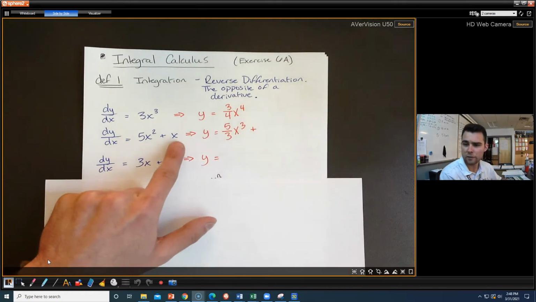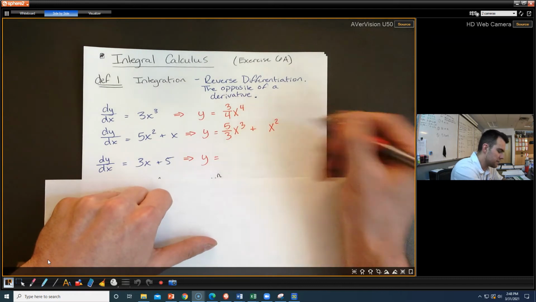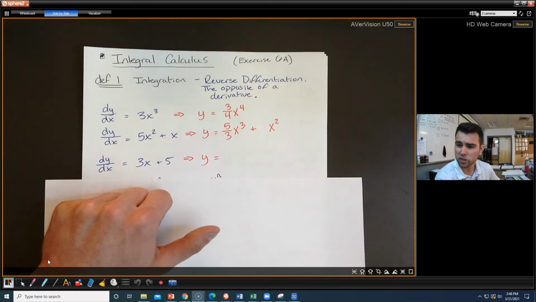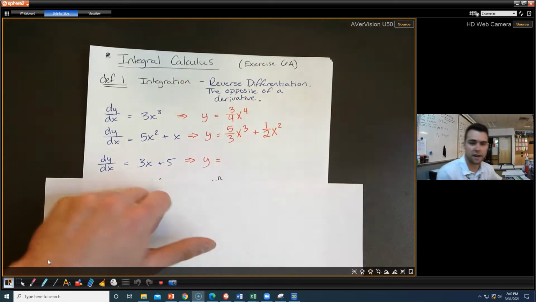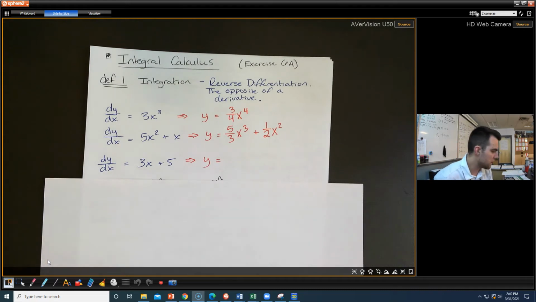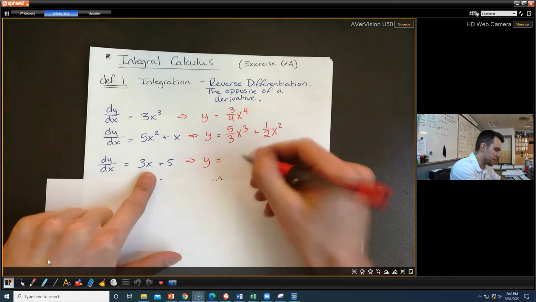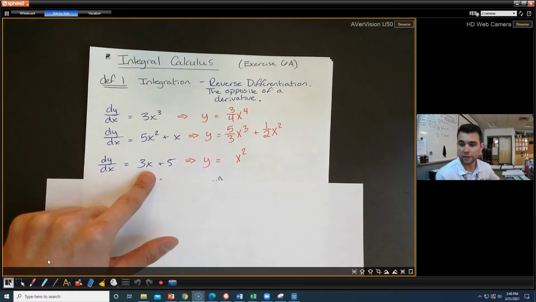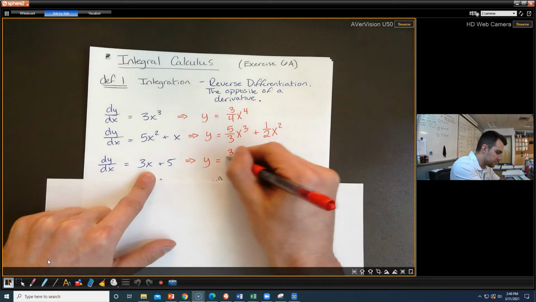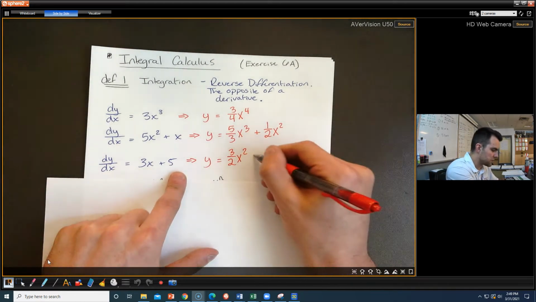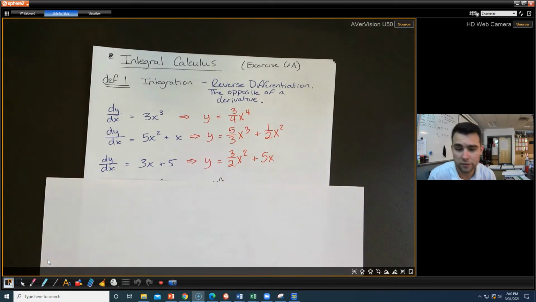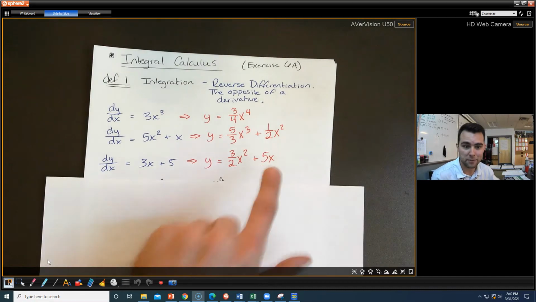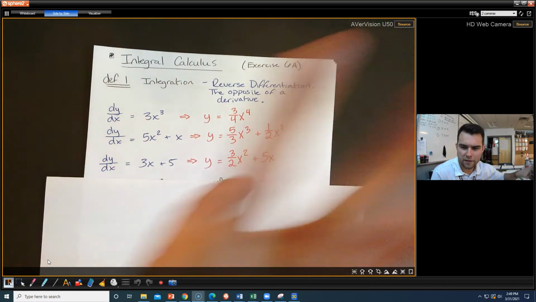So again, I got to add 1 to my exponent. I get x squared. All right, what times 2 is going to give me just 1? Well, that would be the reciprocal of 2. Just 1/2. And that guy works out. There's the reverse differentiation. And let's do it with this last example. Again, this guy has to be x squared. 2 times what gives me 3? Well, it's got to be 3/2. And then I just have this plus 5x. Actually, I could just tack on the variable, because if I take the derivative of that, I just end up getting my 5.